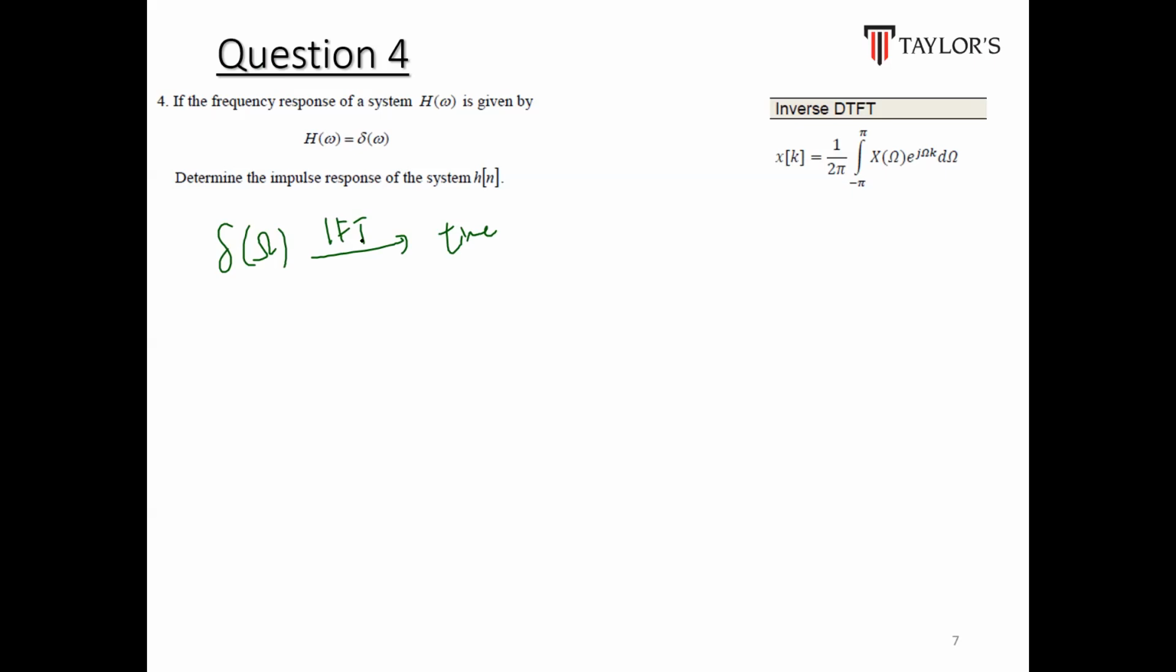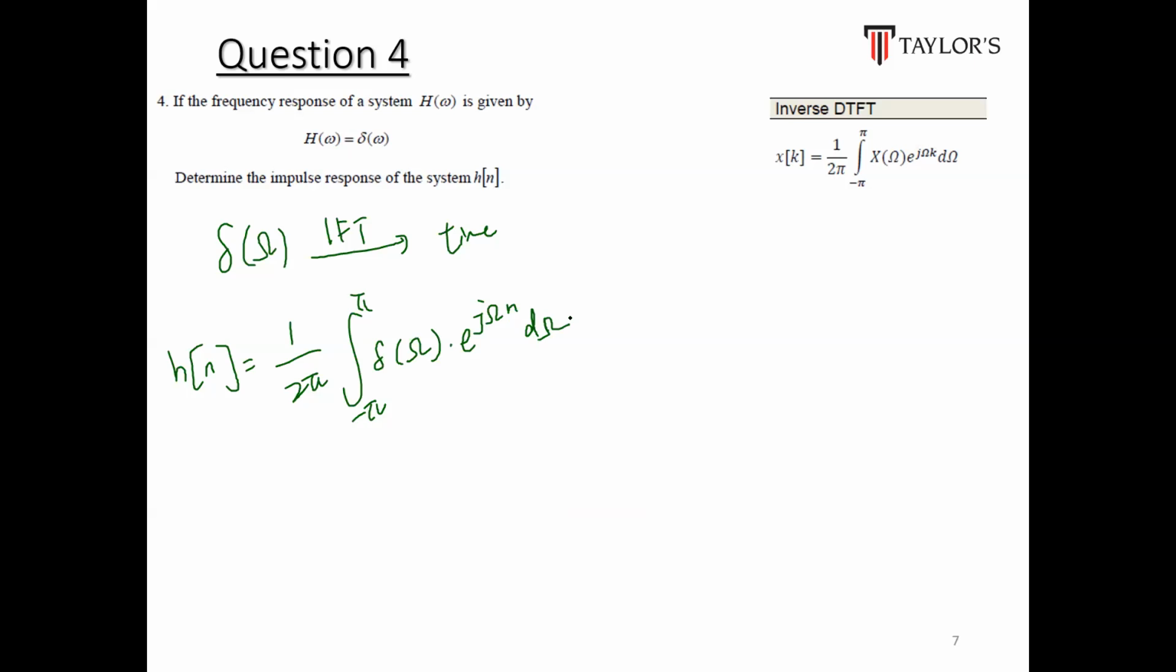So the easiest way would be, I would say, just do it from the formula. h[n] equals 1 over 2π, integral from negative π to π. You just refer back to the formula earlier. Your delta ω multiplied by e^{jωn} dω. Oh, okay, I use n, right? So this one becomes n, dω.